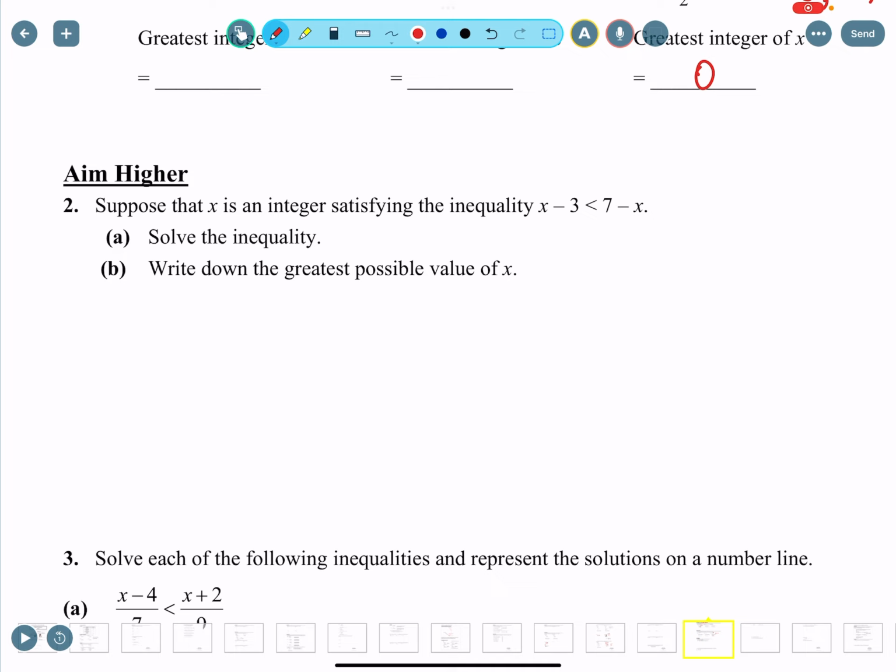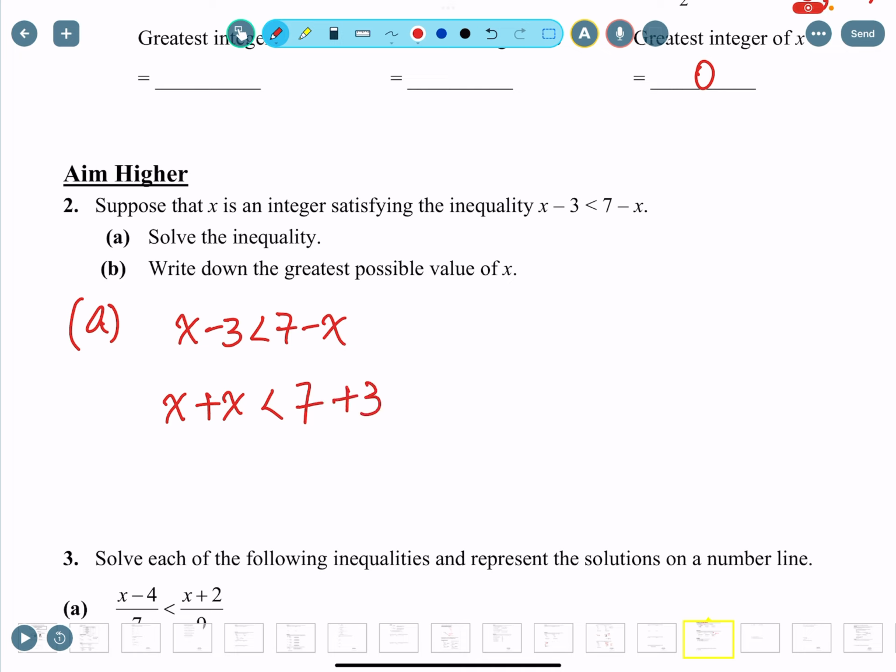Okay, let's do aim higher questions. So number 2 over here. If there are two x, you put them all on one side. So you have x minus 3 smaller than 7 minus x. Put all the x on the left side. We have x, negative x becomes positive x on the left. 7, -3 becomes positive 3 on the right.